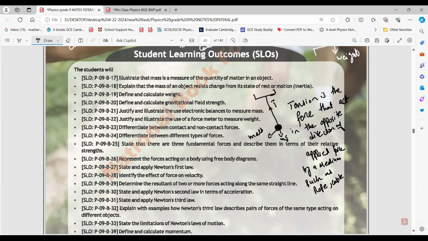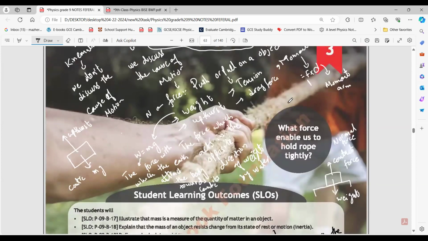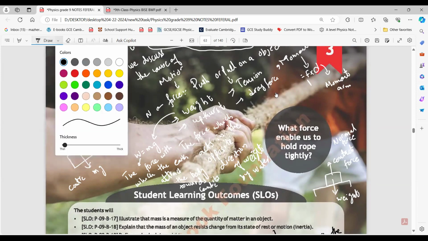Okay, so like upthrust, upthrust is a force that acts in the opposite direction of weight in water. Similarly, tension is the force that acts in the opposite direction of weight when it is attached to a string. Okay? Am I clear about tension? Can I go to the next one? Yes.